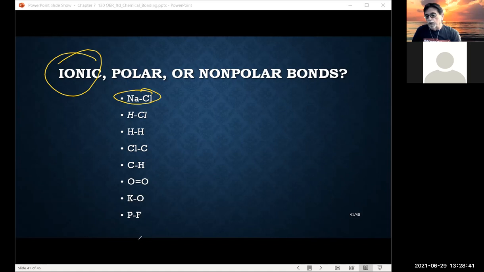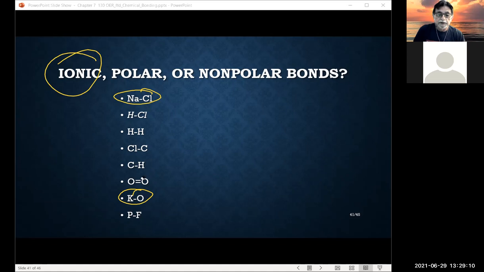So we have sodium chloride, we just did that. Hydrogen chloride: two nonmetals, H and Cl. Carbon and hydrogen: nonmetals. Oxygen and oxygen: nonmetals. Potassium and oxygen: that is an ionic compound. And then we have a phosphorus and a fluoride.